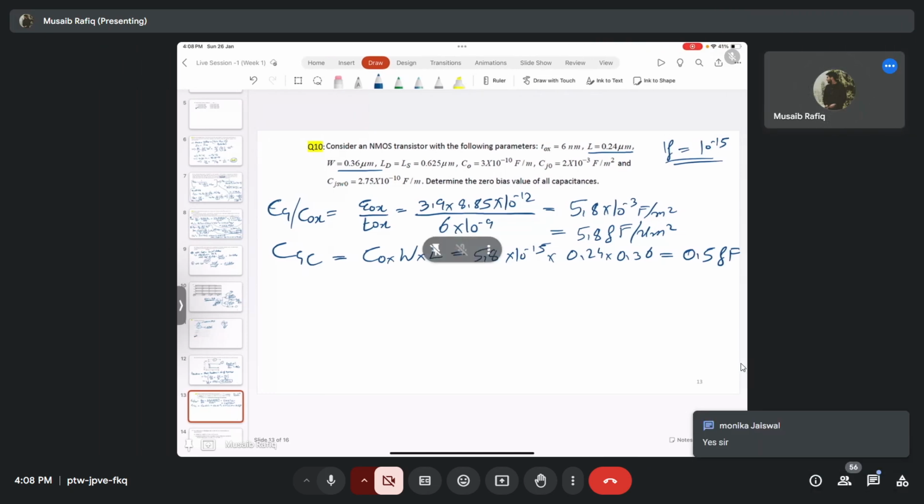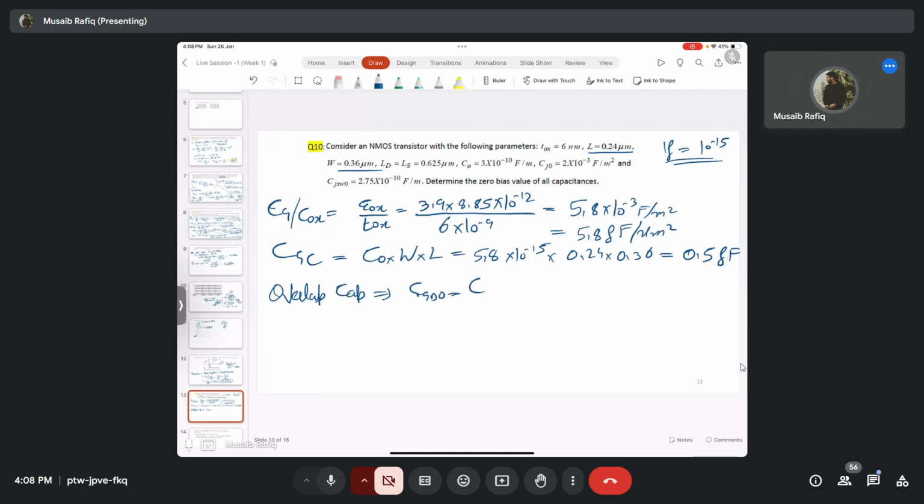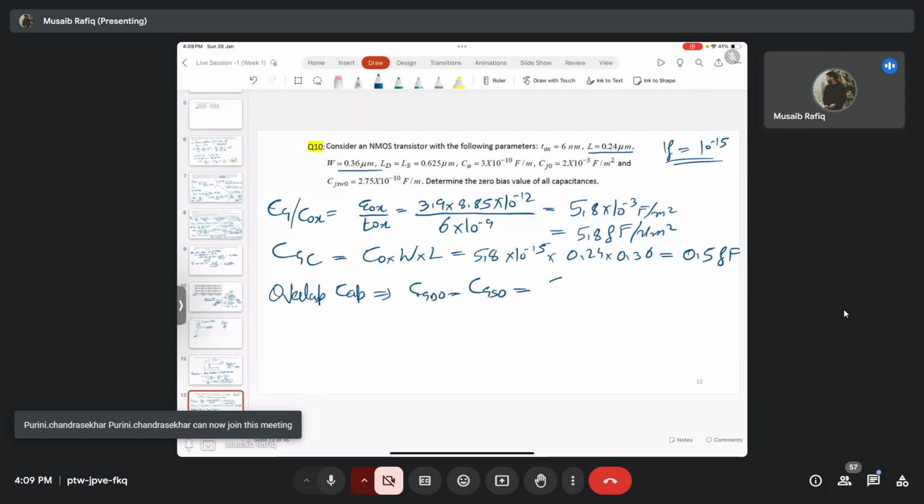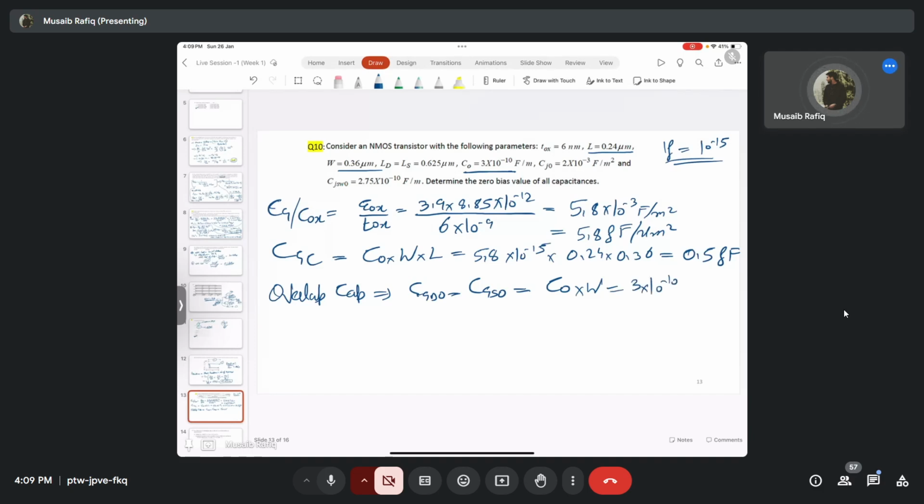And now we have overlap capacitance, that is CGDO equal to CGSO equal to C0, that is in farad per meter, multiplied by W. I just wrote the units here, no need to write here. C0 is given, it's 3 into 10 raised to power minus 10 multiplied by W, that is 0.6 into 10 raised to power minus 6. So it comes out to be 10 raised to power minus 16, that is 0.1 femtofarad.